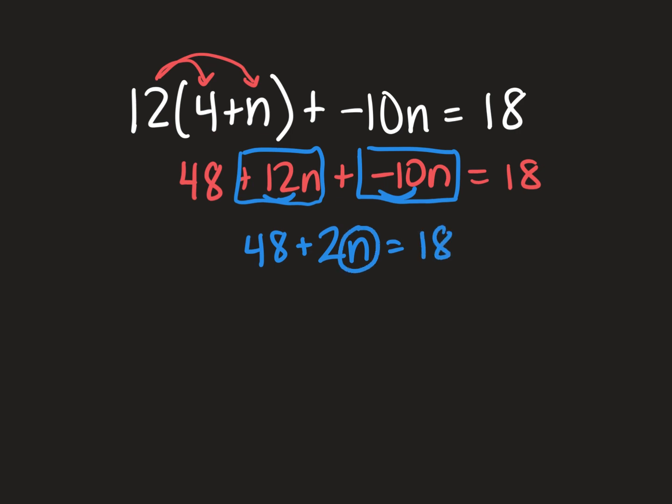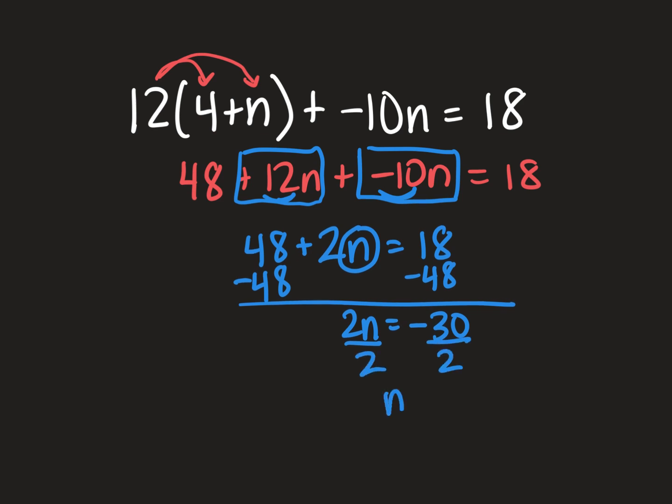We're trying to isolate the variable n, and so this is a two-step equation where I'm going to get rid of the constant first. 48 minus 48 is 0, and 18 minus 48 is -30. 2n equals -30, and when I divide by 2, I get n is equal to -15.